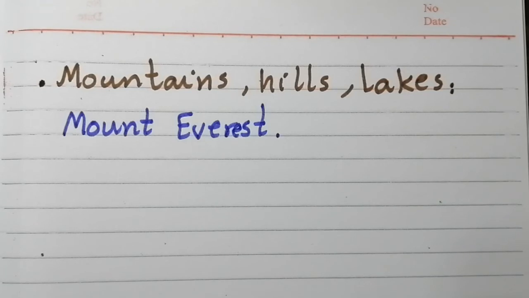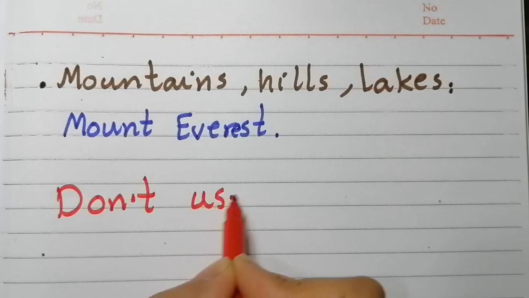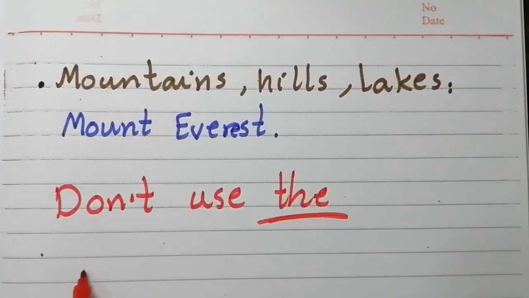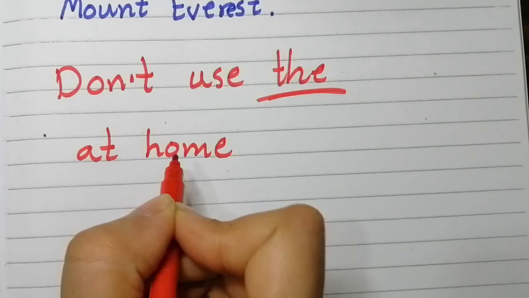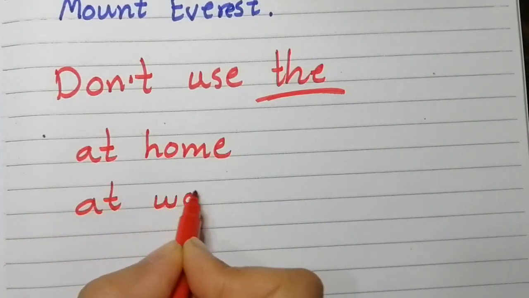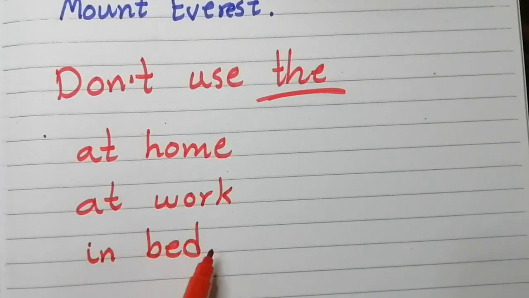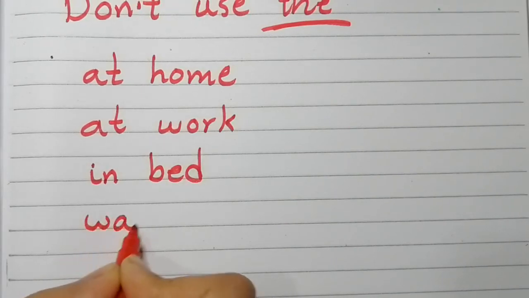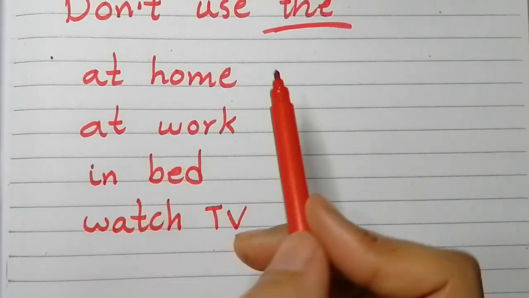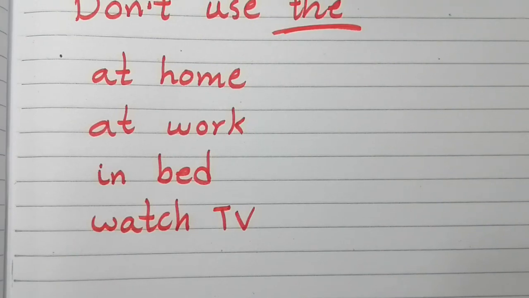Okay, another thing that we need to know about the article is that we don't use "the", "a" or "an" before these nouns. For example, we say at home. We do not say at the home, at home. We do not say at the work, but we say at work, at work. We also say in bed. We do not say watch the TV, we say watch TV. So with these nouns, we do not use "the" before them. We say at home, at work, in bed, and watch TV.